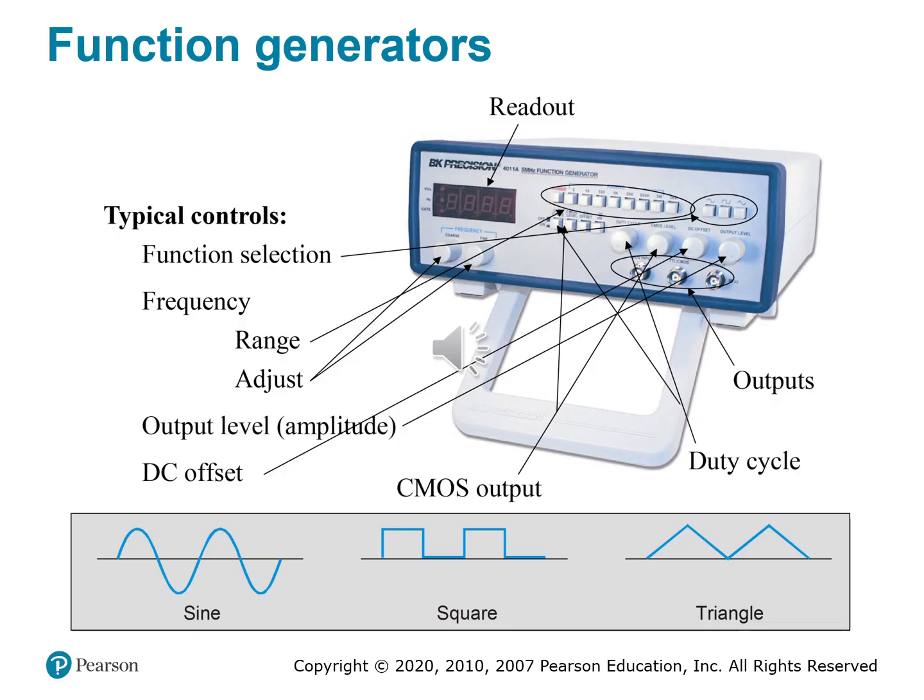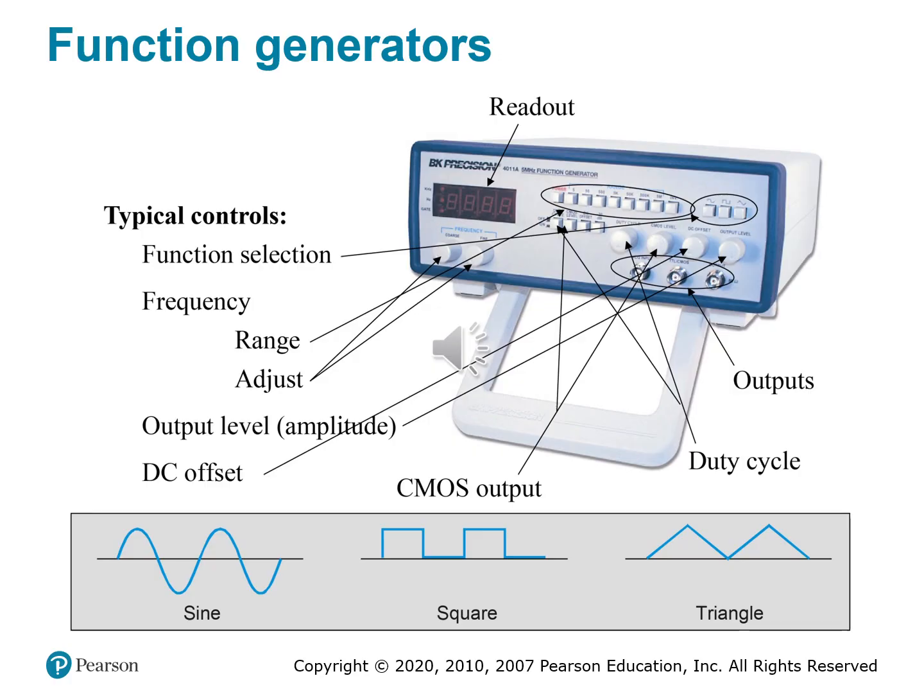That's a linear rise and fall. It's useful in testing linear responses. You also have frequency controls, and they come in 2 parts. A range, which sets the base scale. So for example, you might have hertz, kilohertz, megahertz, and so forth. And an adjust, which fine-tunes the exact frequency.